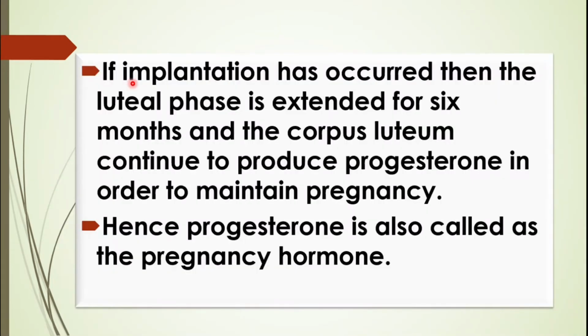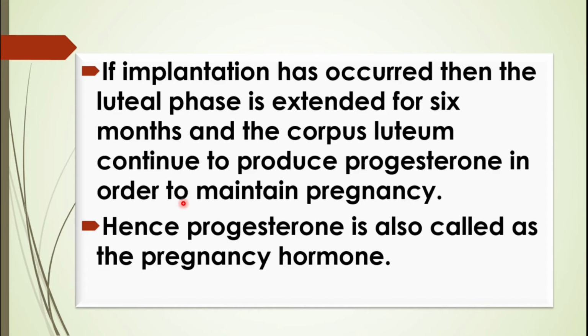Let us see what happens if implantation had occurred. If implantation had occurred, the luteal phase is extended to almost 6 months and the corpus luteum continues to produce progesterone in order to maintain pregnancy. Now remember that this condition may not happen during every cycle. It happens only very rarely, only when there is a chance for pregnancy.